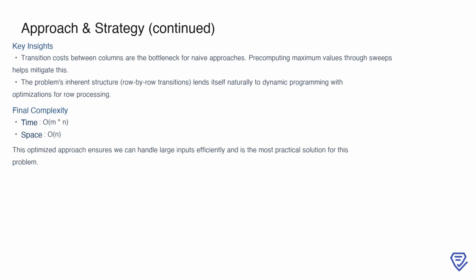The key insight driving this solution is that the primary bottleneck in naive approaches lies in handling column transition costs. By pre-computing maximum values through efficient left-to-right and right-to-left sweeps, we eliminate redundant calculations and streamline the process. The problem's natural structure, where transitions occur row by row, aligns perfectly with dynamic programming, allowing us to break it into smaller, manageable subproblems. With this optimized approach, the overall time complexity is O(m*n), and the space complexity is O(n), making it capable of handling large input sizes effectively.